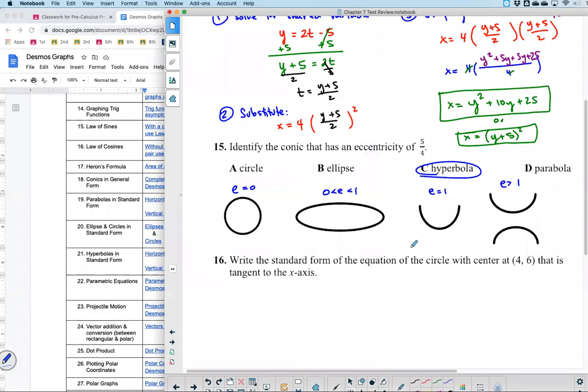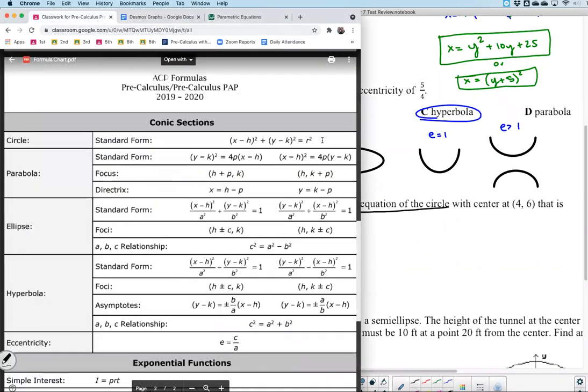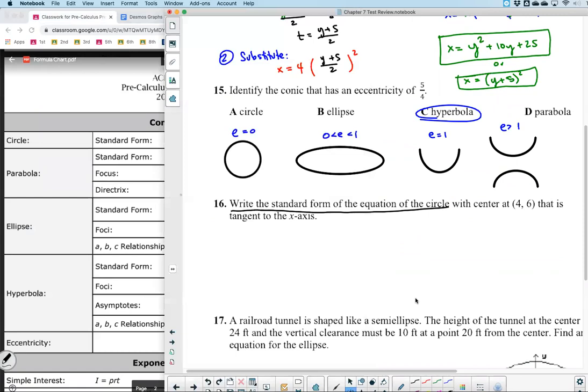Number 16, write the standard form of an equation of a circle. Ooh, here we go. We haven't done this yet. Well, a circle's formula is right here. It's really simple. There's only one formula. x minus h quantity squared plus y minus k quantity squared equals the radius squared. The center is 4, 6. That's h, k. And that's tangent to the x-axis.